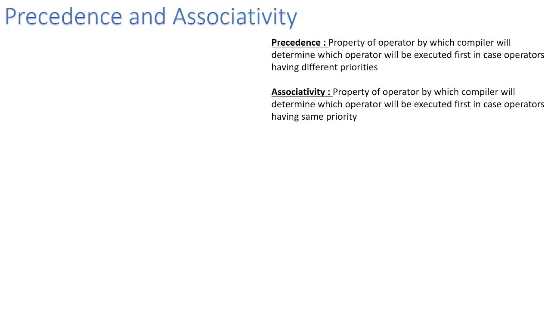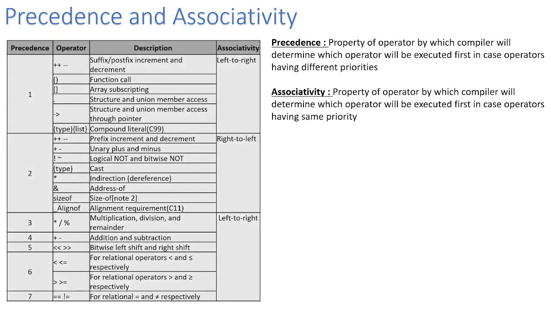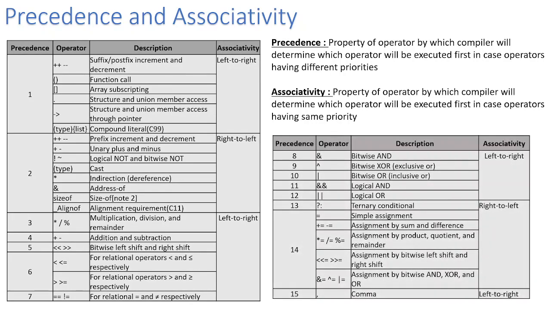Got it? So first we understand what the priority is. If you look at this table, you will find on the left side the precedence, which is basically its priority, and on the right side the associativity. So the lesser the precedence, the earlier the operator will be executed, and the higher the precedence, the later the operator will be executed.